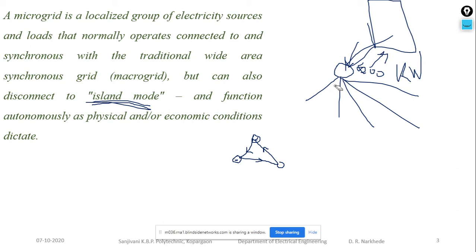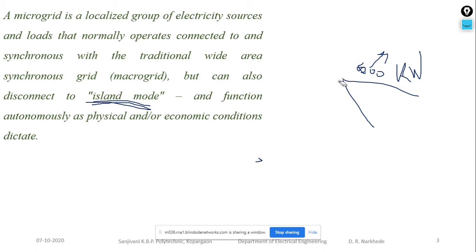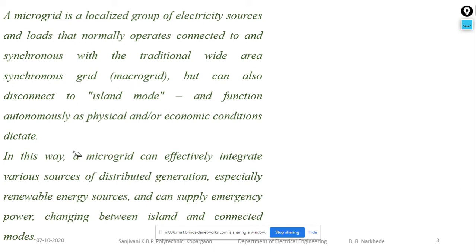And it functions autonomously as physical or economic conditions dictate. It will function in an autonomous manner. Autonomous manner means it will work on its own. There is no need for taking any decision. Now, in this way, a microgrid can effectively integrate various sources of distributed generation. What does a microgrid do? It brings together and integrates various sources of distributed generation.